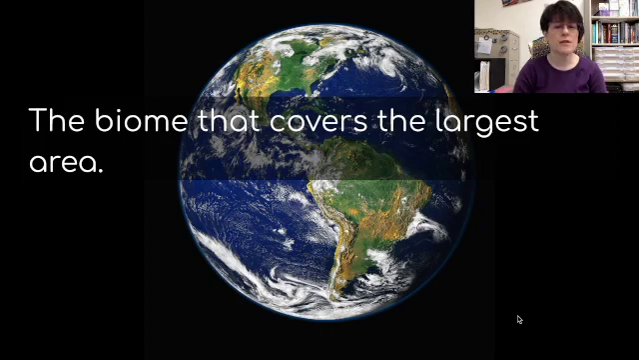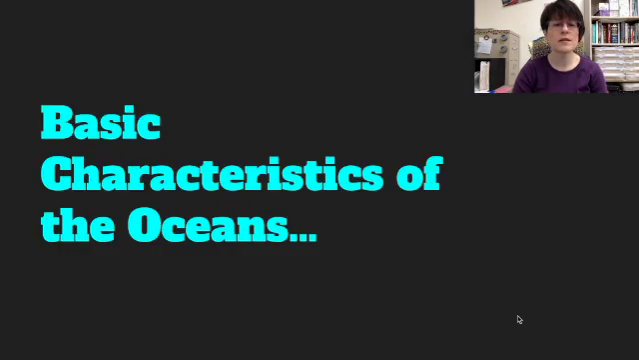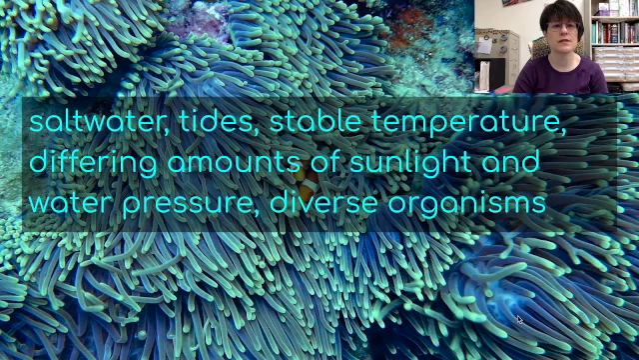So first of all, the ocean biome is the biome that covers the largest area. If we look at this picture of Earth from space, we notice that it's mostly blue because the oceans cover the largest area of the Earth. Now, even though we're including this as one biome, it's a very diverse biome because it is all over the Earth. Some basic characteristics of the oceans are they're salt water.